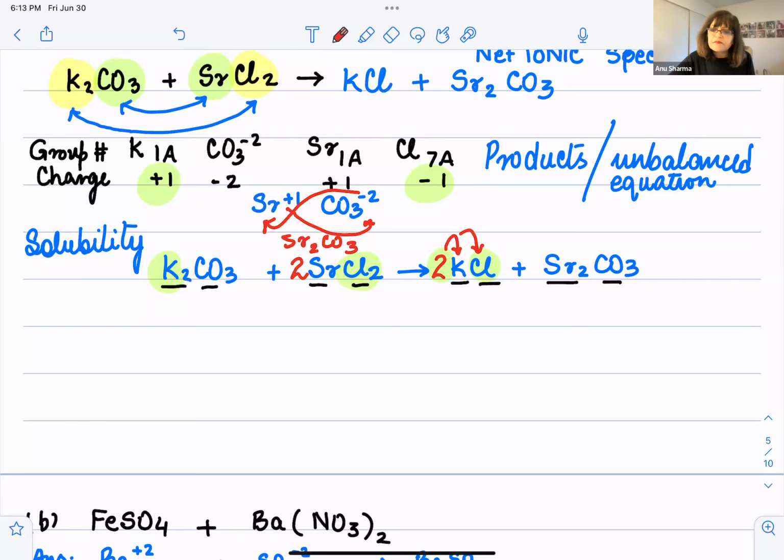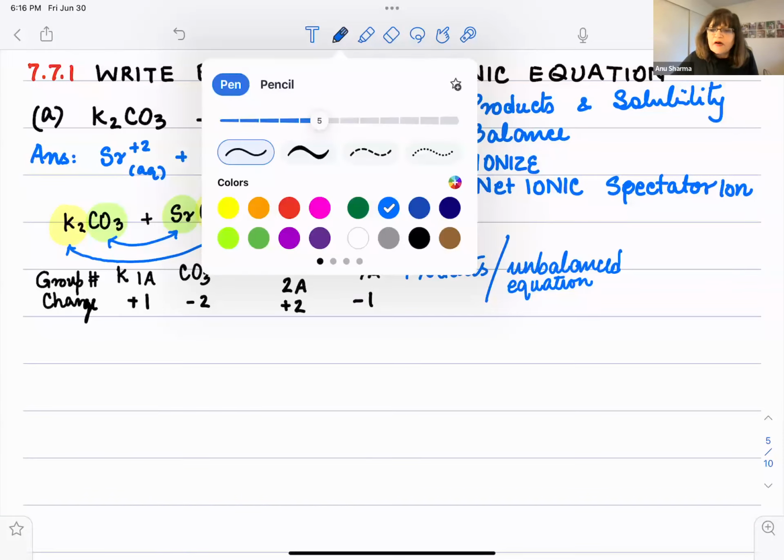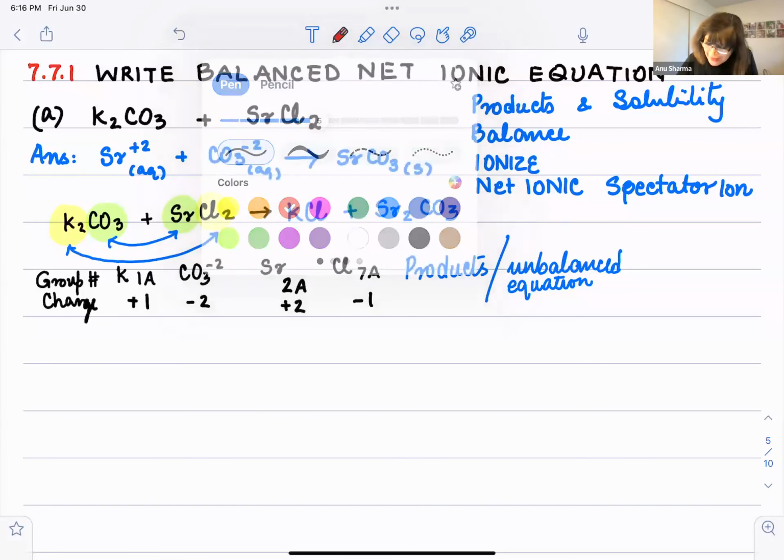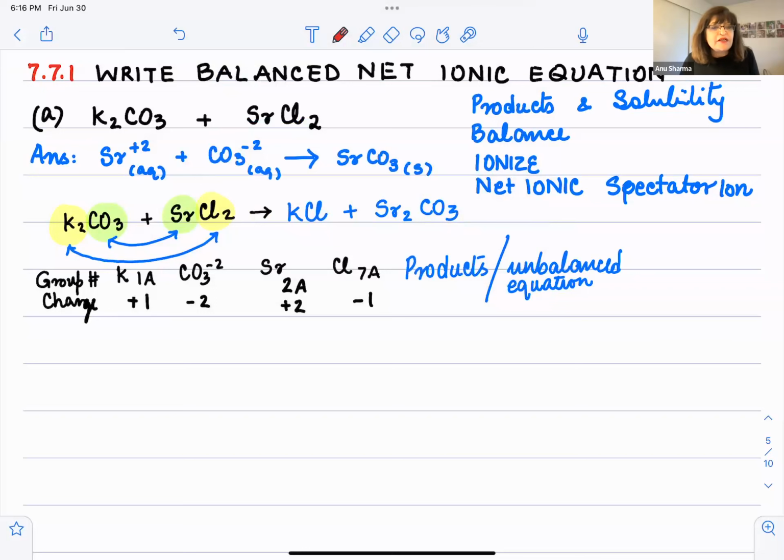Hold on. Okay, guys, sorry about that. I actually caught my error. The error was strontium is in group 2A. I am so sorry. I think I was rushing or something. I'm very sorry. So please disregard everything that we said earlier.